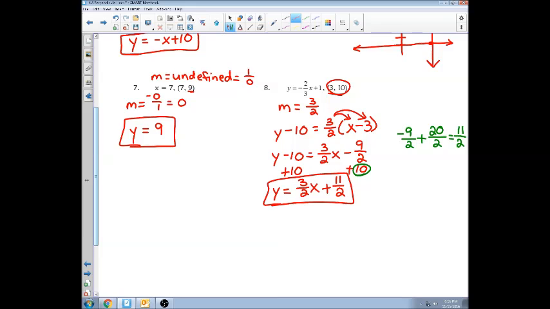Okay? Well, that is the end of our lesson. Just remember, the most important thing about today's lesson was that for perpendicular lines, the two slopes are going to be opposite reciprocals.